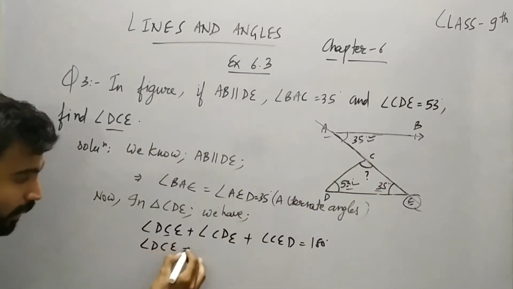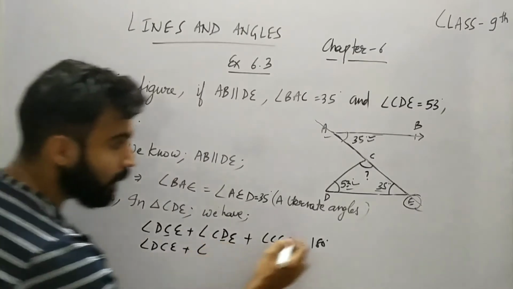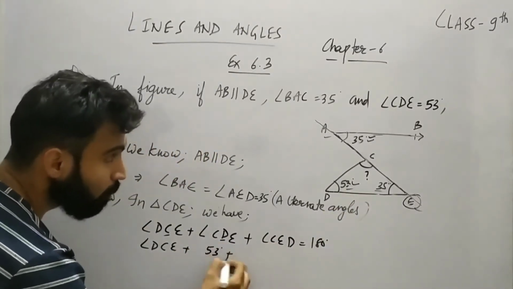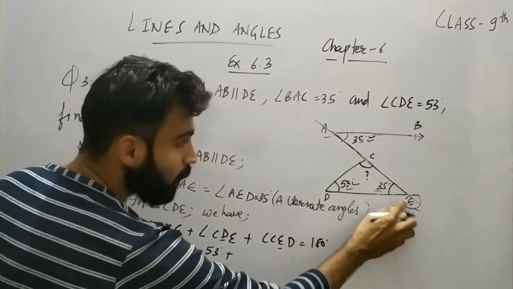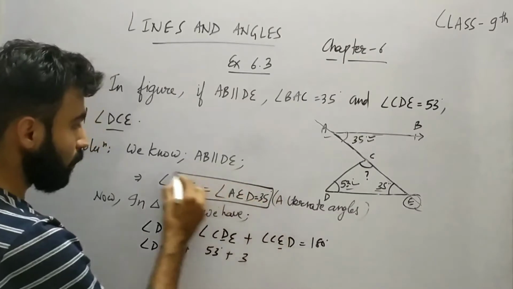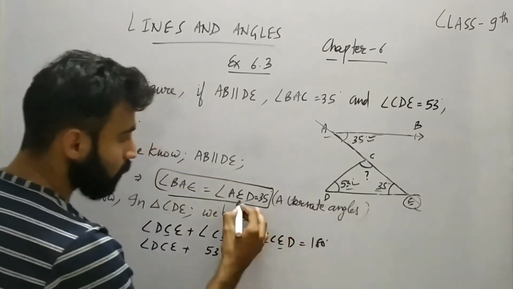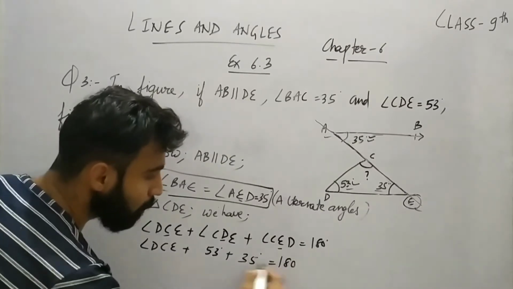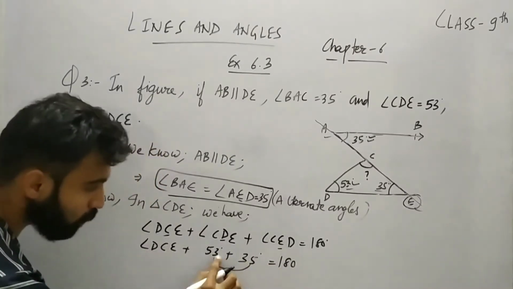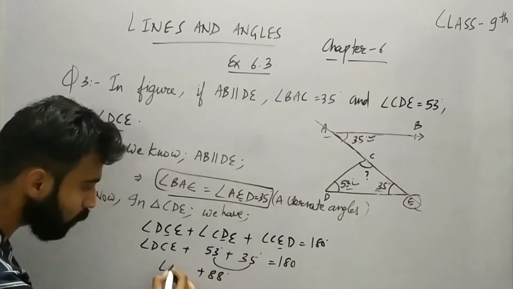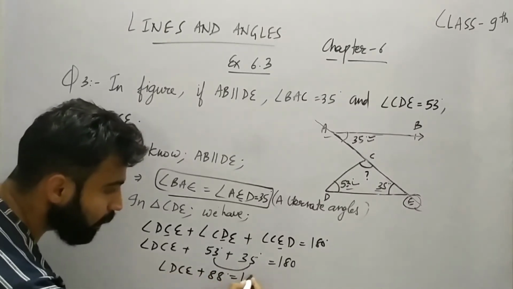So angle DCE plus angle D. What is D? That is 53 degrees, right? Now further, angle E is 35 degrees. That's what we have found out here, right? You can see here, this is what angle E is. So 35 degrees equal to 180. Now simply add them. So 5 plus 3 is 8 and 3 plus 5 is 8. So that will total to 88 degrees, right?